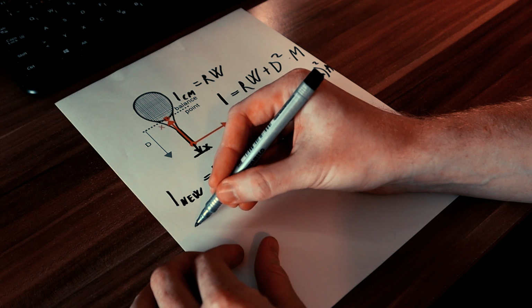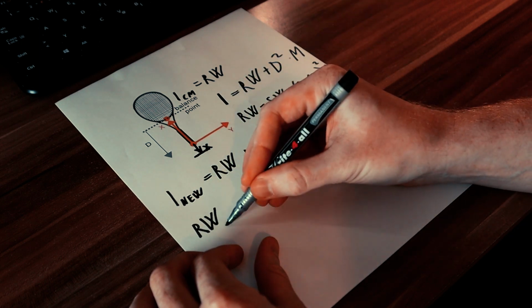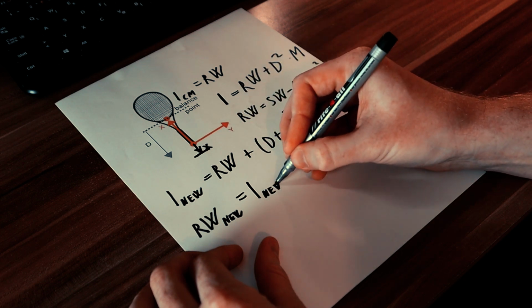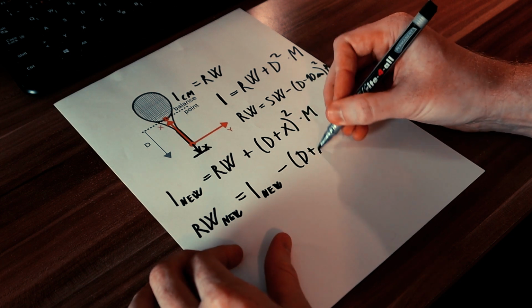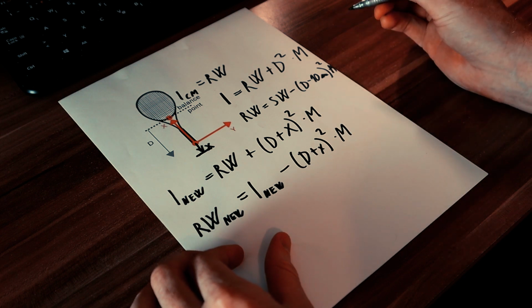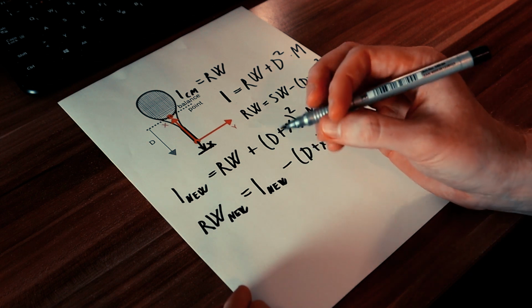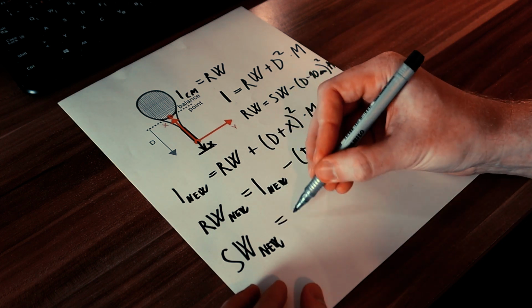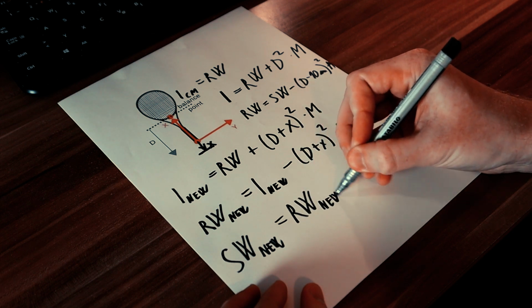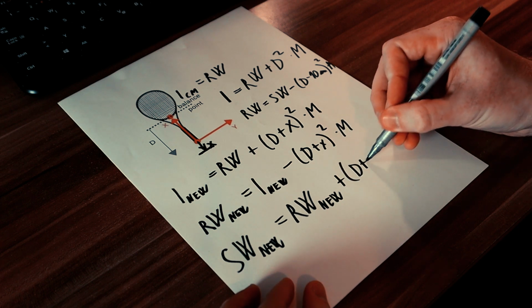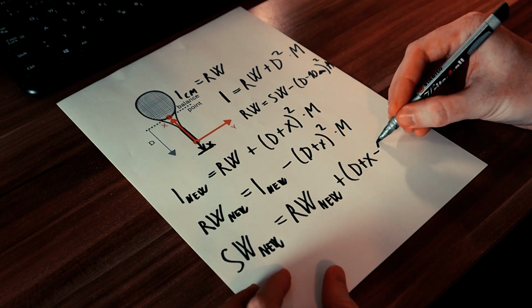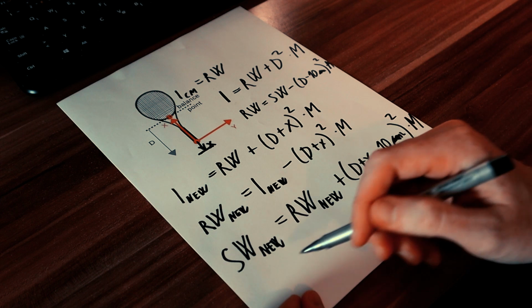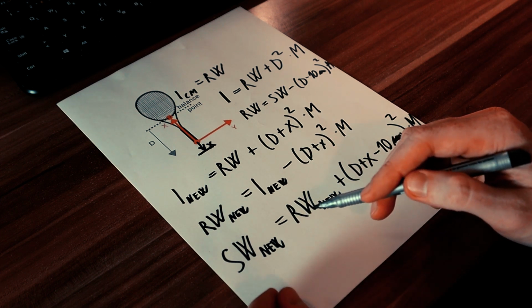Now we can determine the new recoil weight, which is our new moment of inertia from the start of the racket, minus (d plus x) squared times the mass of the racket. And now we can go back and determine the new swing weight of the racket, which is, of course, again the new recoil weight plus (d plus x, and from the definition of the swing weight itself, minus 10 centimeters, these are centimeters) squared times mass of the racket. And this is the final new swing weight that we need to calculate when extending the racket.